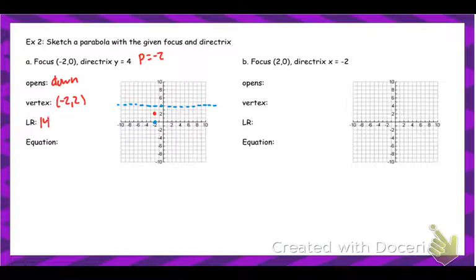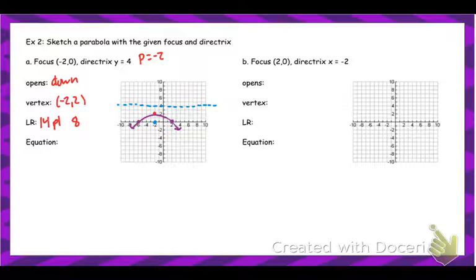Latus rectum, absolute value of 4P, so that's going to be 8. So to get those other 2 points, I would have a total distance of 8 from the focus, so I'm going to move 4 in each direction from the focus. And I missed my point. So now we have our graph.